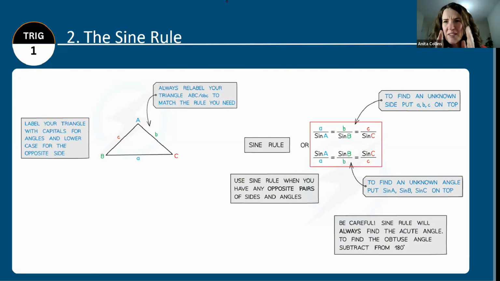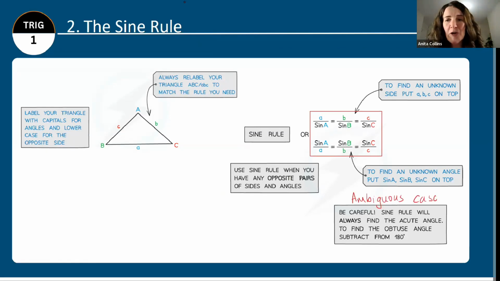So the other thing, why is there three parts? Now, as you know, there are three sides on a triangle and three angles in a triangle. So this applies for any of the three sides and angles. But in our questions, we're only ever going to need two parts of this. So you choose the A's and the B's, or the A's and the C's, or the B's and the C's, whichever you need, depending on the question.